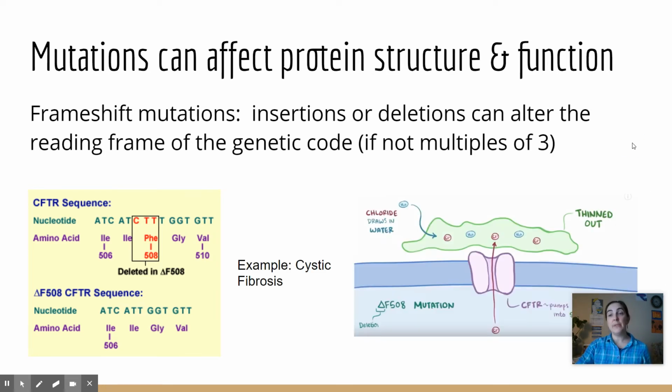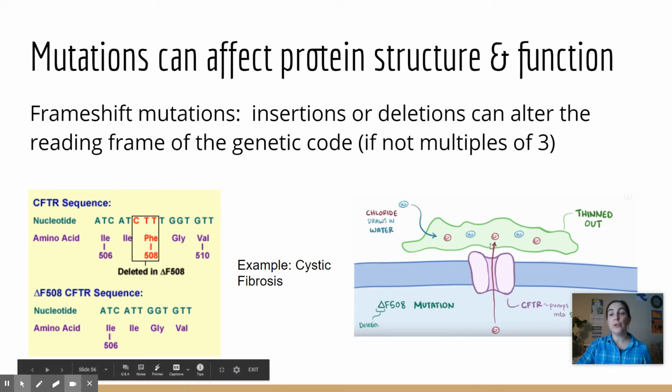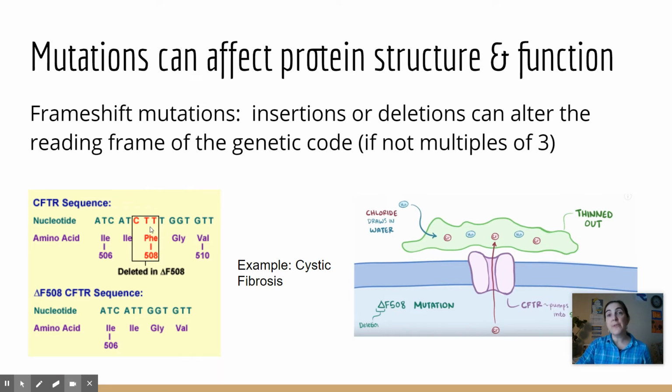So an example of this is the disease cystic fibrosis. Cystic fibrosis is a mutation that involves a transport protein on cell membranes that's made to transport chloride ions. And this can be caused by a few different mutations, but one of the common ones is a deletion of 3 nucleotides. And that's what's shown here. This is the normal sequence. This is the mutated sequence, and you can see this entire codon has been removed.